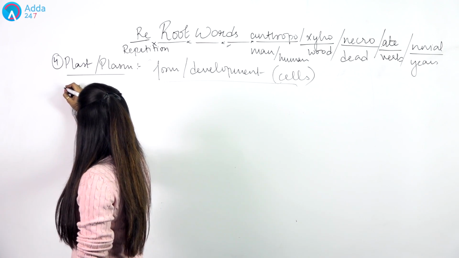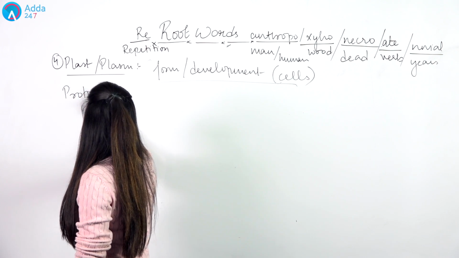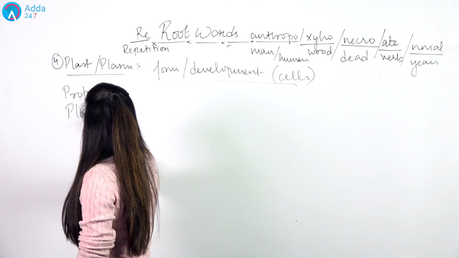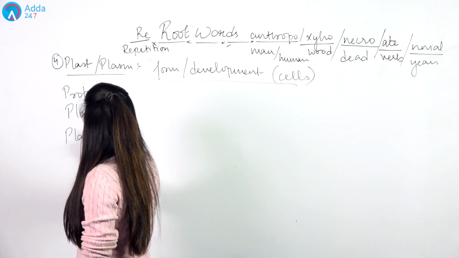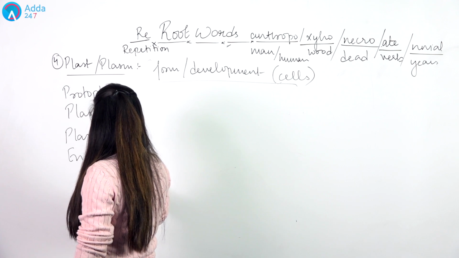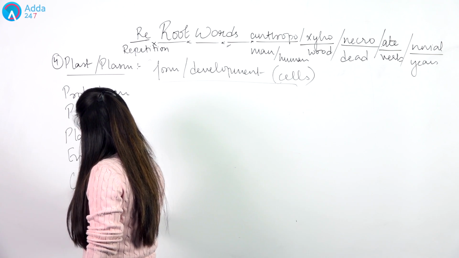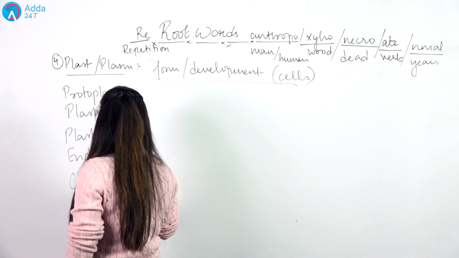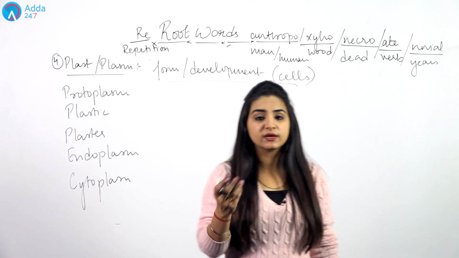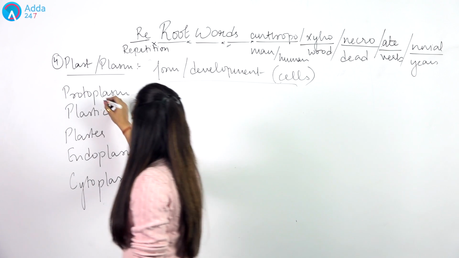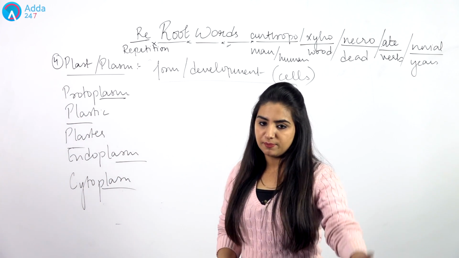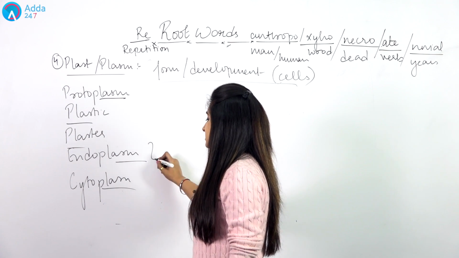See, the words that we can take out of these are protoplasm. We can make plastic, we can make plaster, we can make endoplasm, we can make cytoplasm. Now, understand the meanings of each and every word. Why? Because they are equally related to each other. When I say plasm or plas, everything defines the formation or development of something, especially endoplasm and cytoplasm are related to cells, right?